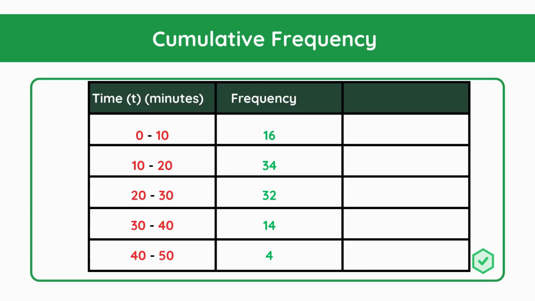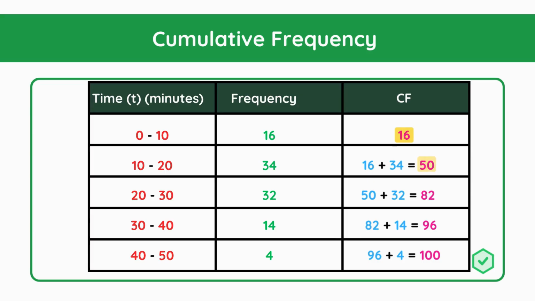Let's begin by working out the cumulative frequency, the running total. We start with 16, then 16 plus 34 is 50, then 50 plus 32 is 82, then 82 plus 14 is 96, and finally 96 plus 4 is 100. So our cumulative frequencies are 16, 50, 82, 96 and 100. And the last value is 100, which matches the 100 days, so we know it's right.